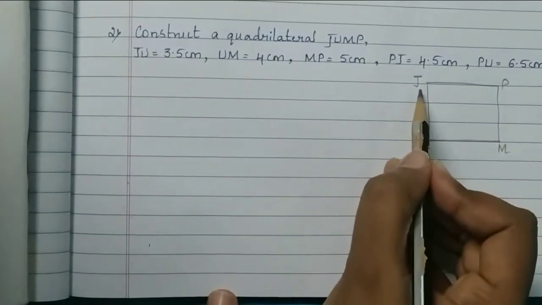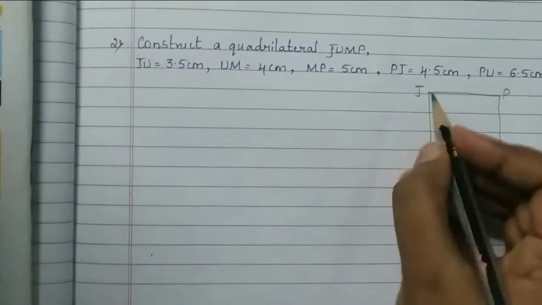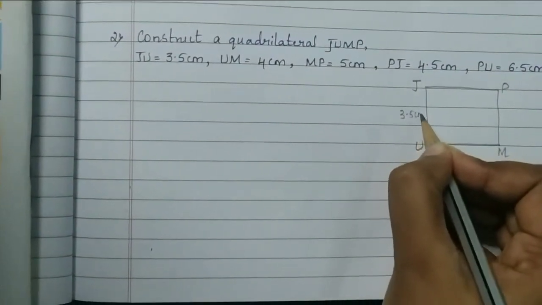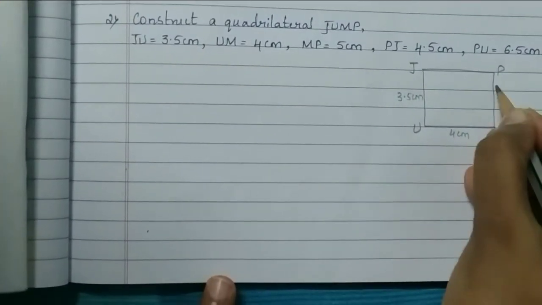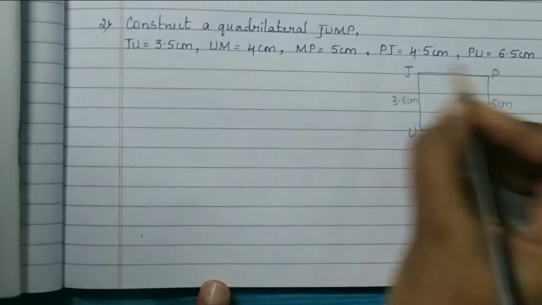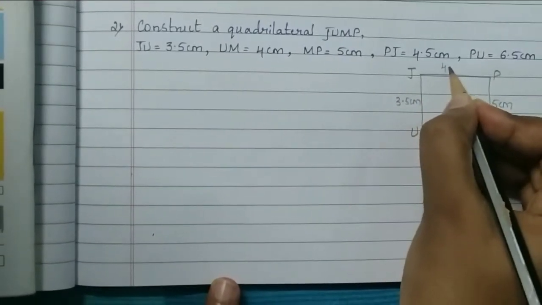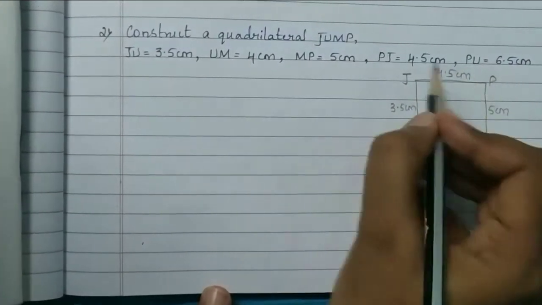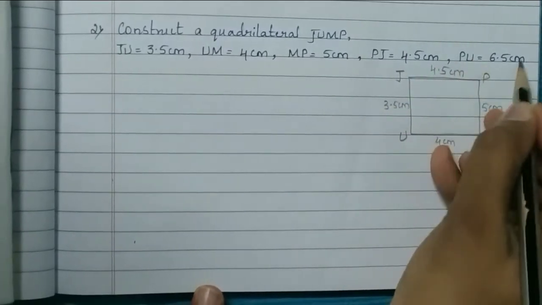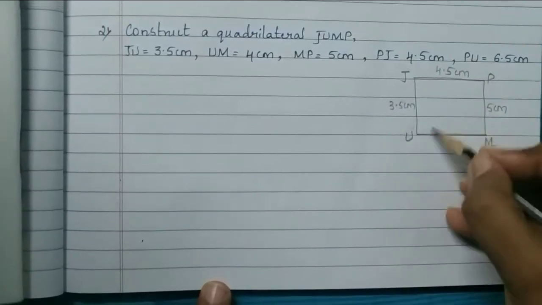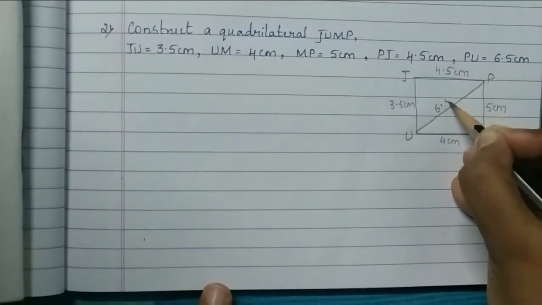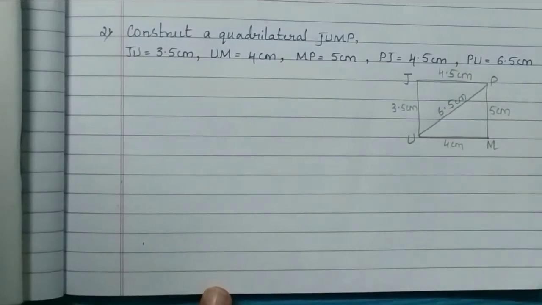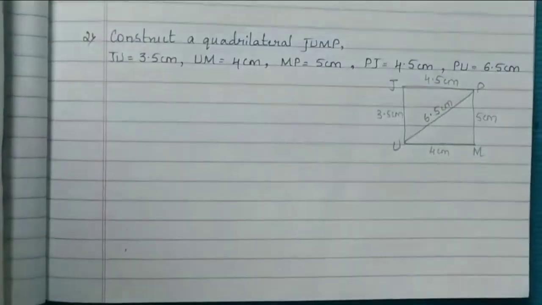What is our JU? JU is nothing but 3.5 centimeter. Then UM is 4 centimeter. MP is 5 centimeter. And PJ is 4.5 centimeter. Then the last part is PU. PU is nothing but it is 6.5 centimeter. So our PU must be 6.5 centimeter. So let us start our construction.